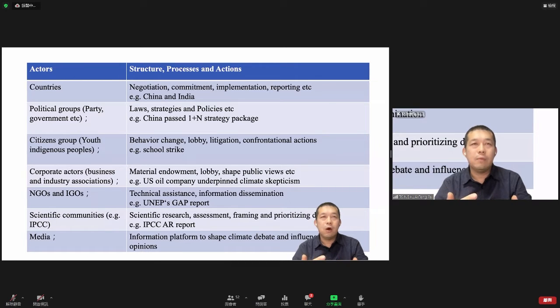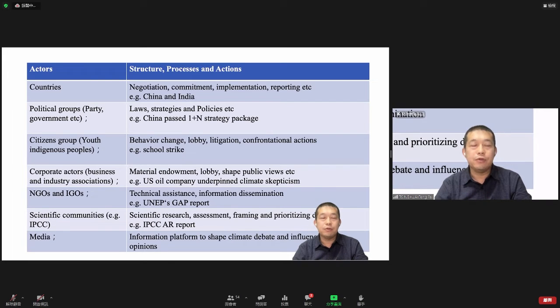But also they can lobby the policymakers. But on the other hand, they can do some confrontational actions. For example, the school strikes, which we will discuss a bit later, to put pressure on policymakers to take action. And others I will not discuss in detail, but they are also very important in this governance structure, which includes the corporate actors, the business and industrial associations. They can lobby or they can use their power to shape public views.